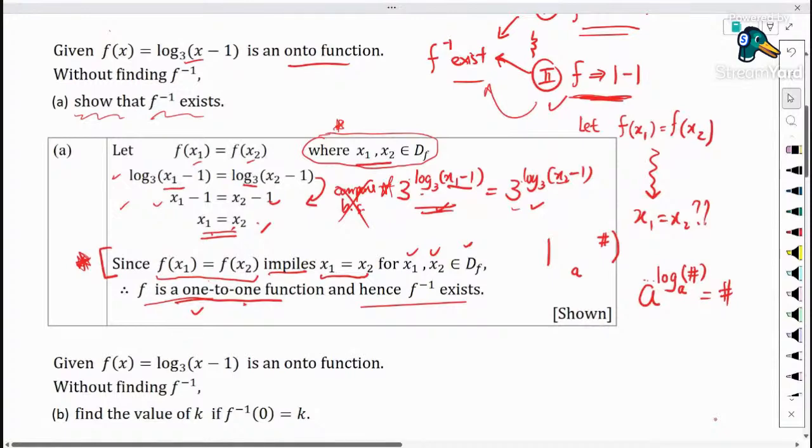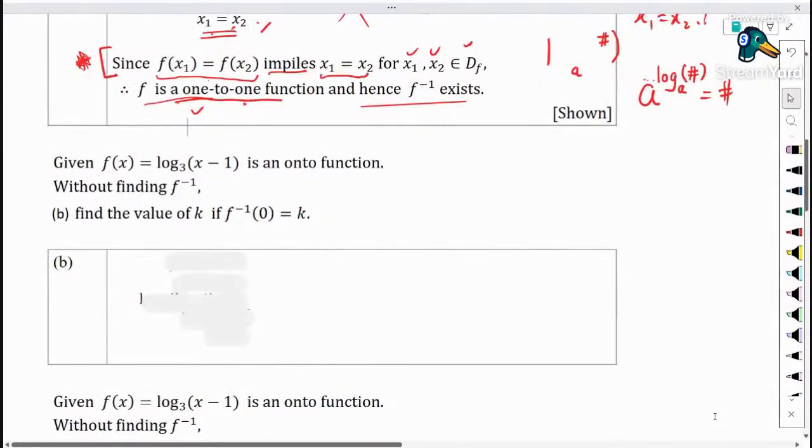Okay, then next, B. Without finding f inverse, how can I get the k value in this case here? So let's see, how can we get this answer done? So guys and girls, the answer here is done in the way of, let's say I try to do some drawing.